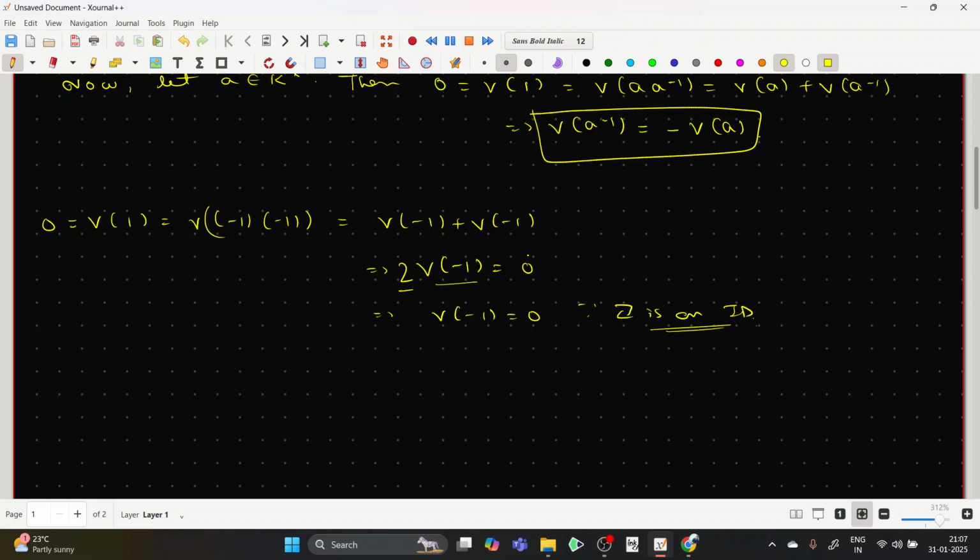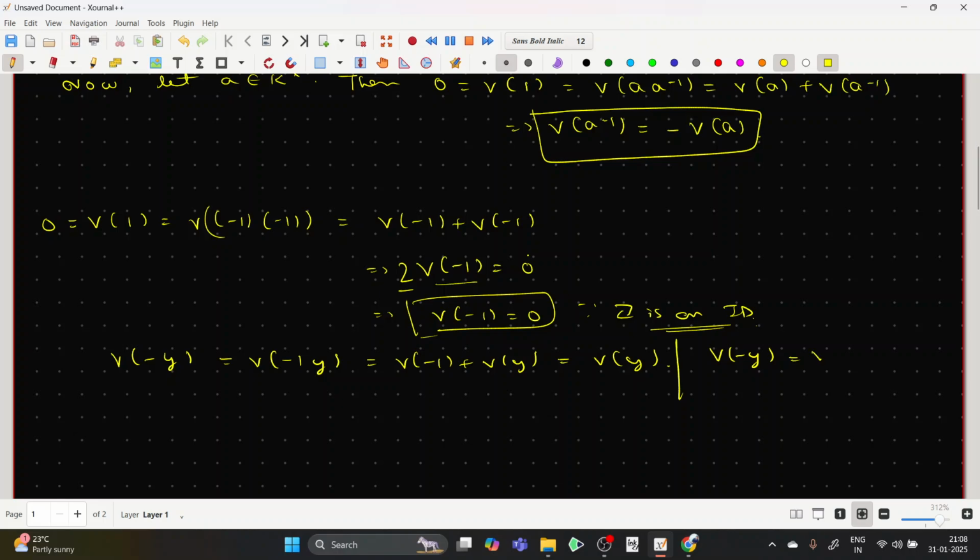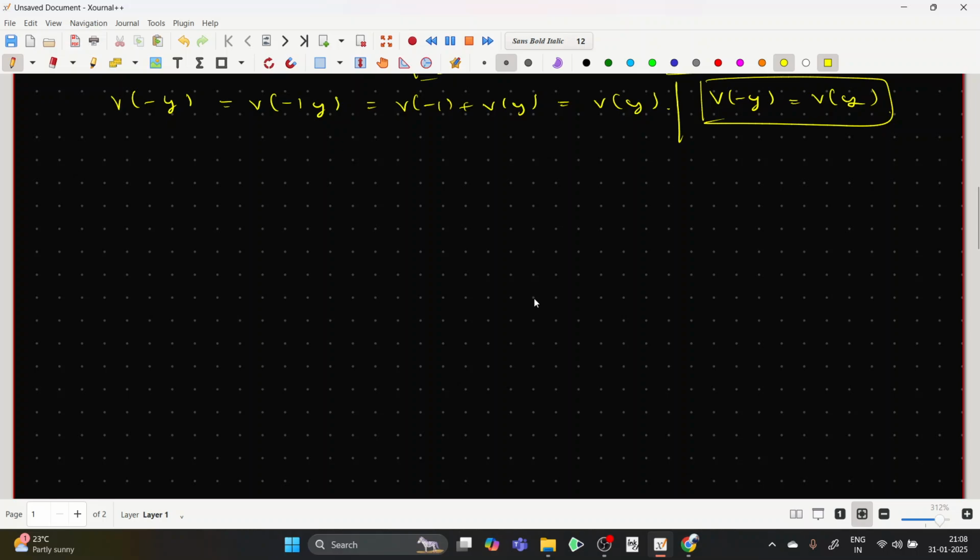Right? So this is the third important property, and the fourth important property, which I think I can evaluate, is the discrete valuation of minus y. So this is v of minus 1 times y, which is v of minus 1 plus v of y, but v of minus 1 came out to be 0, so this is v of y. So let me write it out specifically: v of minus y is equal to v of y. These are the 4 properties which we immediately came up with using the properties of the discrete valuation. Now we will repeatedly use this.